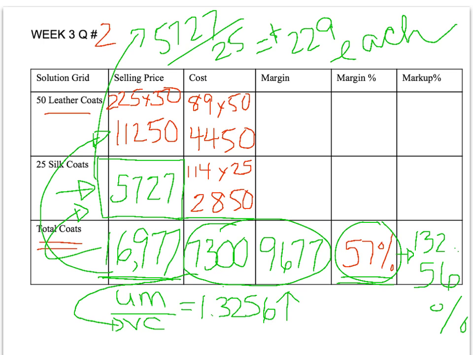If you sell it for any less than $229, you will not achieve your overall margin goal of 57%. If you sell the coats for more than $229, then you'll exceed that margin goal, which is usually okay. We don't want to undershoot it though.